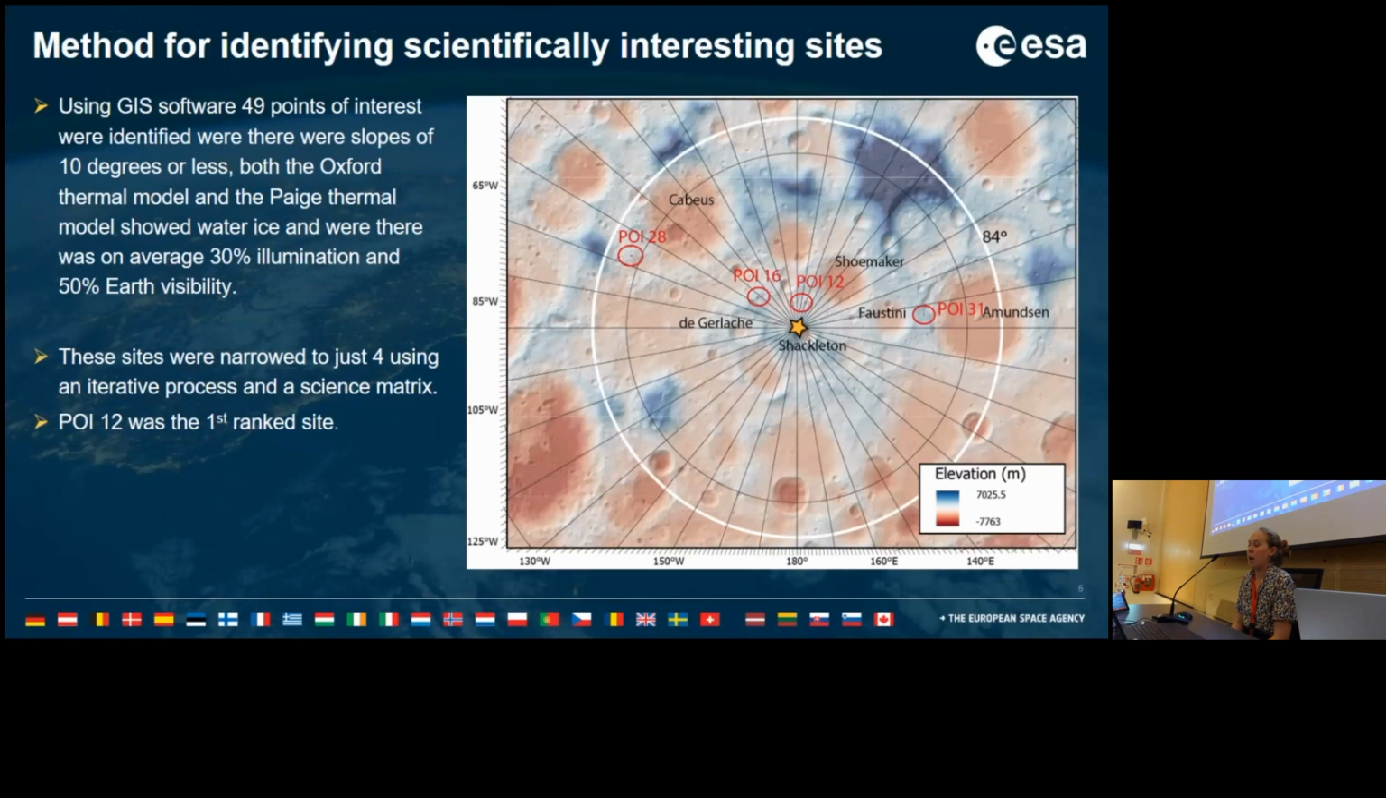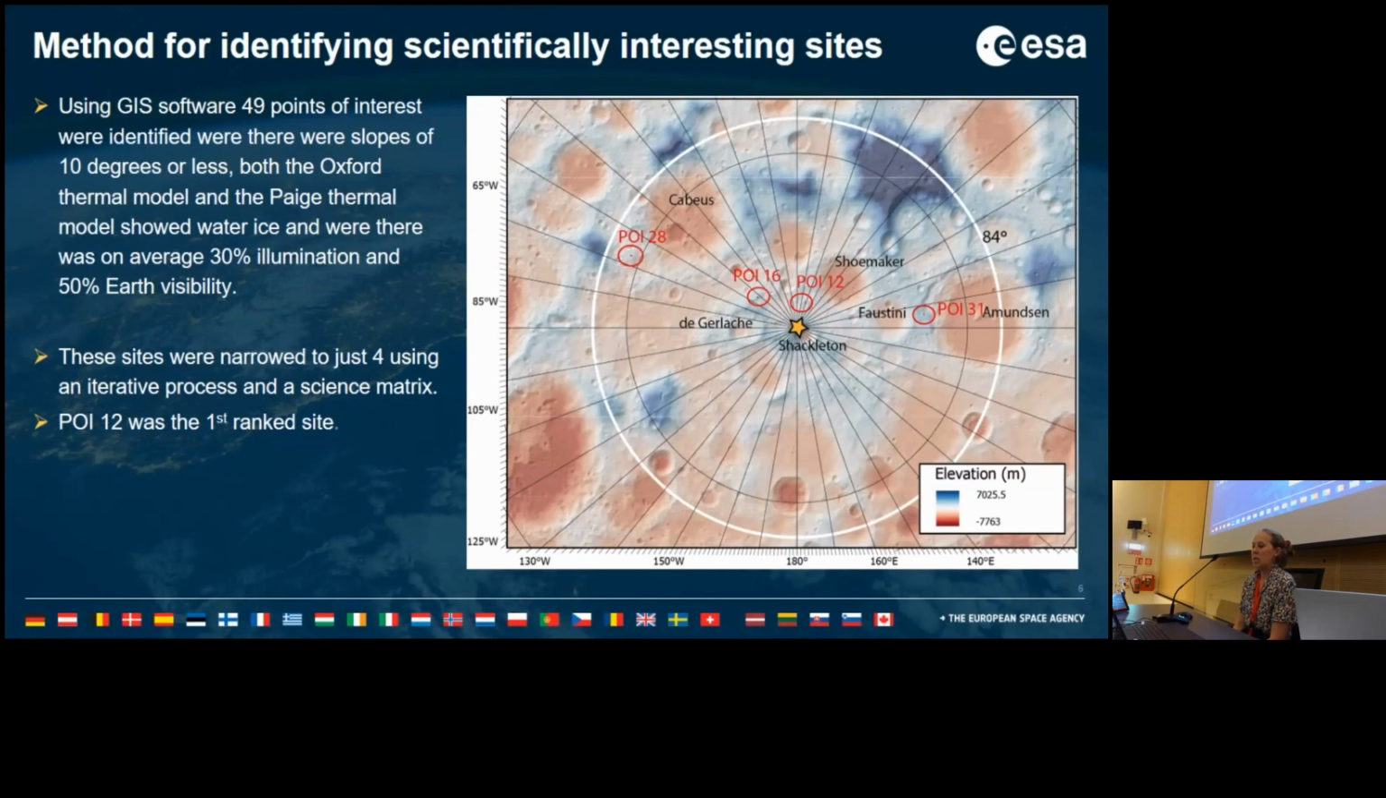So how did we do this? We were using geographical information software ArcPro, and we identified 49 points of interest. And these were points where there were slopes of 10 degrees or less. Both the Oxford thermal model and the Page thermal model showed water ice thermal conditions. And there was on average 30% illumination and 50% earth visibility.